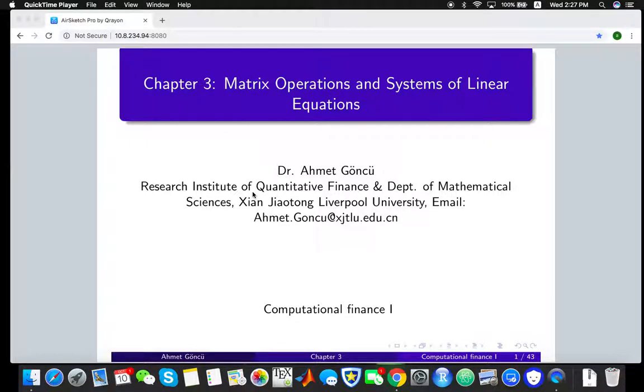Welcome to Chapter 3, Matrix Operations and Systems of Linear Equations. In this chapter, we will talk about solving a system of linear equations. And this will be quite useful for the rest of our financial applications, especially when we talk about the portfolio optimization problem.